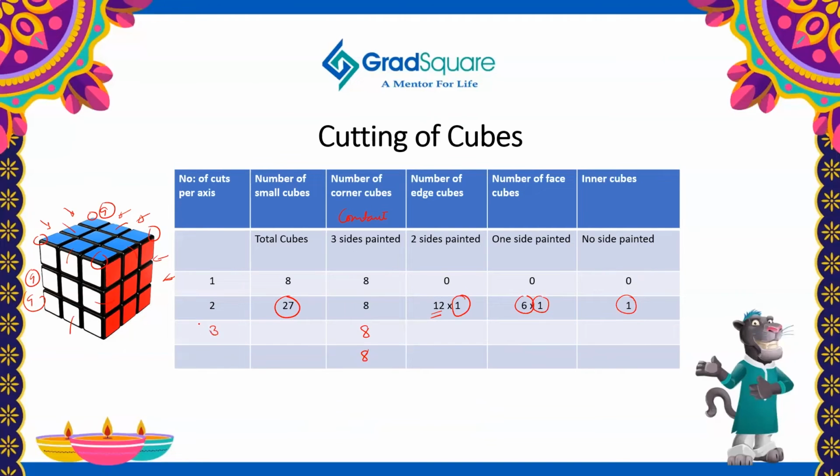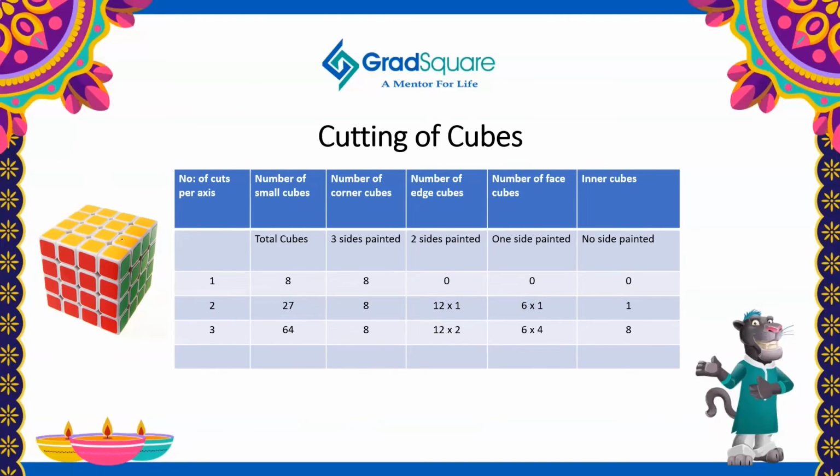Let's look at 3 cuts per axis. And you will see that there are 16 cubes here, 16 here, 16 here, and 16 here. Totally 64 cubes. 8 of them are corner cubes. On every edge, you have 2 cubes. So 12 into 2 is the total number of edge cubes. And on every face, you have 4 cubes. So 6 into 4, 24 is the total number of 1-side painted cubes. So you have 12 into 2, 24 here, 24 here, and 8 here. So totally you will have 48 plus 8, 56 cubes, balance is 8. So total number of cubes with no side painted is going to be 8.